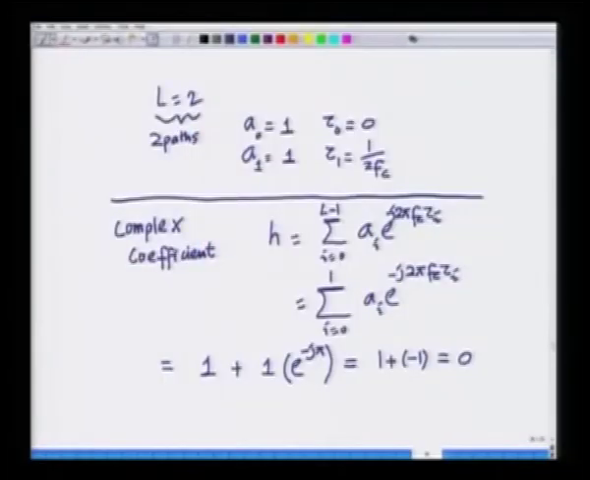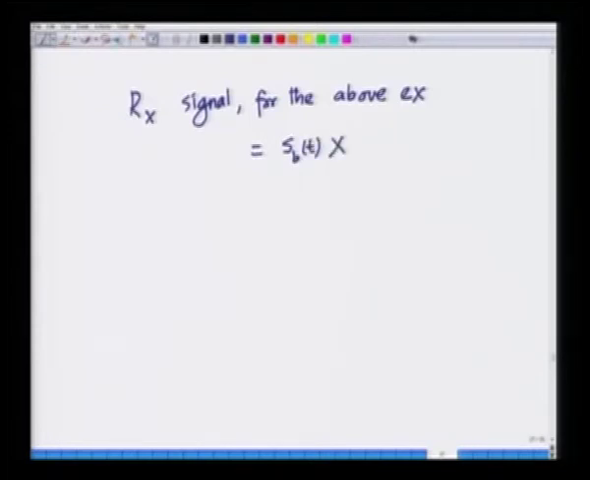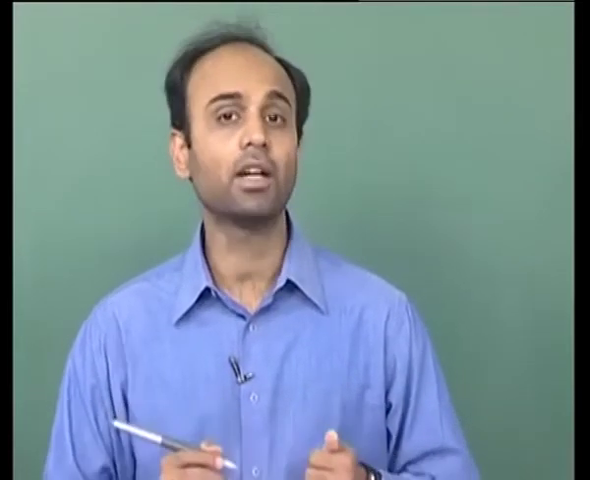For this example, what does this mean? It means that if I have two paths having same attenuation factors, that is 1 and 1, however, one has a relative delay of 1 over 2 F c corresponding to the other, then the complex coefficient is 0, which means the received signal for the above example equals S b of t times the coefficient, which is 0, equals 0, which means there is no received signal because the paths are adding up destructively. That is the problem here.